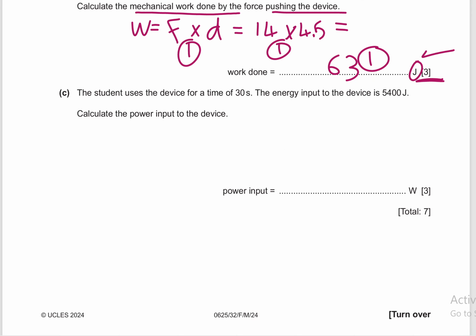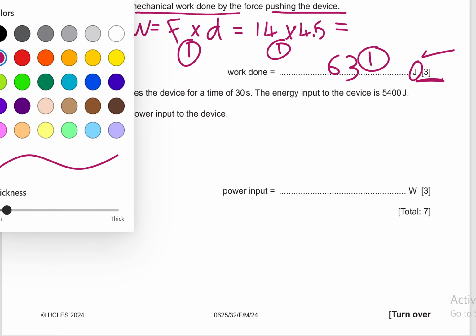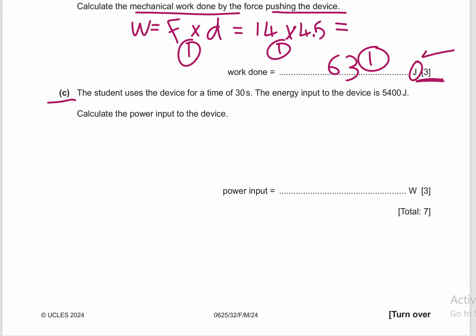Now the last part, they say the student uses the device for a time of 30 seconds. The energy input to the device is 5400 joules. Okay, calculate the power input to the device. Calculate the power. 3 marks.